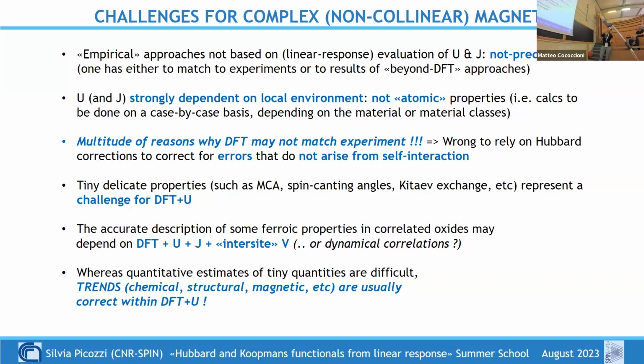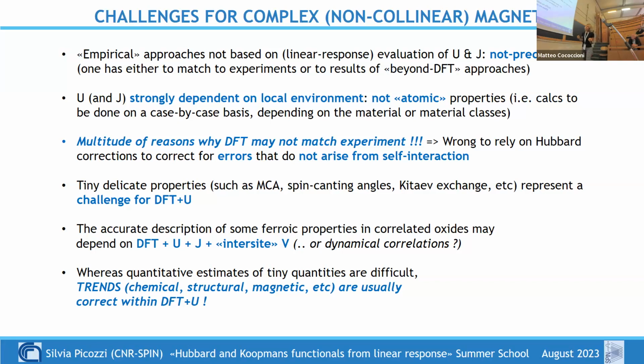The other message is that if you're trying to evaluate small properties, like a fraction of a millielectron volt of magnetic anisotropy, DM, and anisotropic exchange, it's a challenge anyway. It's a challenge for DFT+U because these are tiny, and being predictive is really hard. This has also been said.